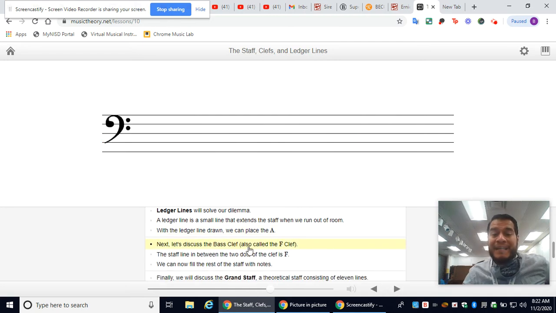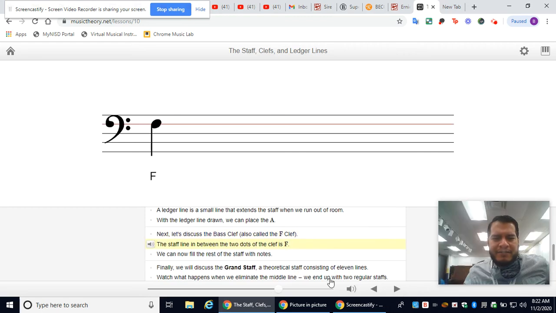Let's discuss the bass clef, also called the F clef. Okay, so I hinted to you about this, but this is a stylized F, and these two dots actually surround the F line, the F note. Okay, and I think that's what it says here. Sorry, the staff line in between the two dots of the clef is F.